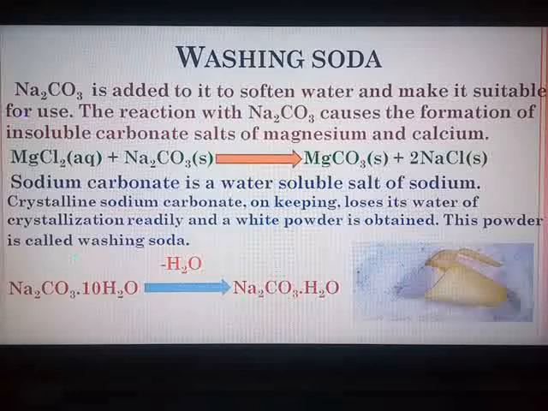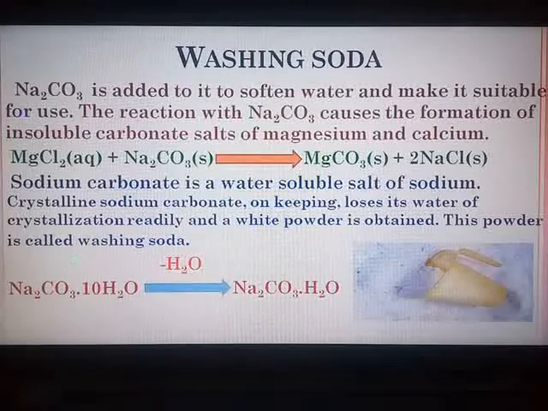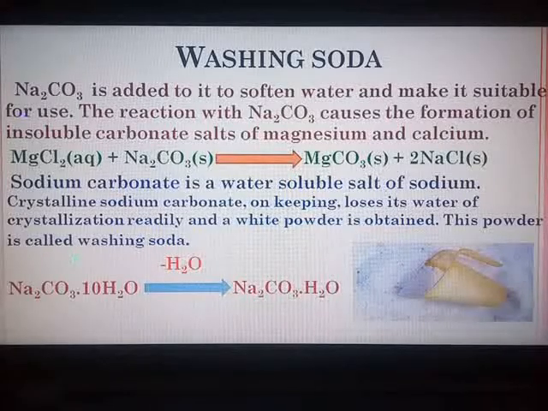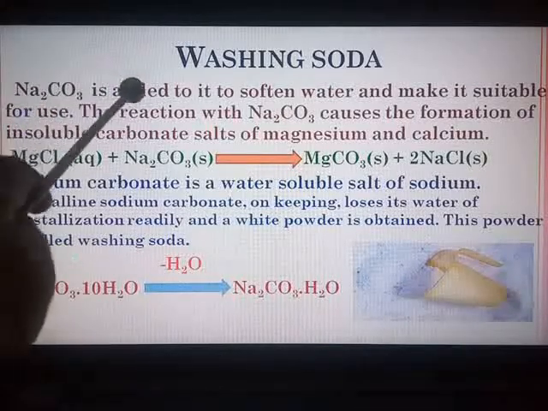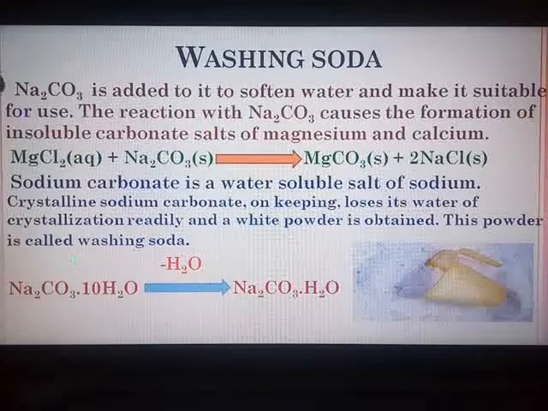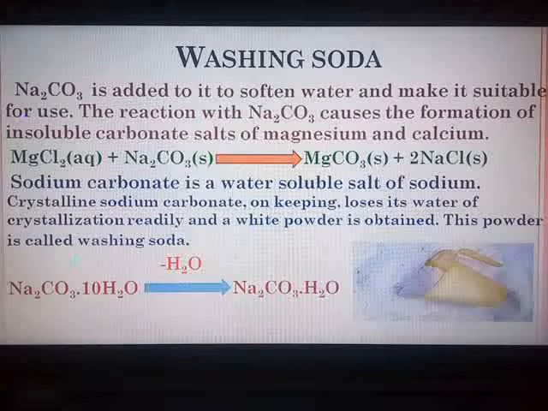And how do you come to know about it? You come to know about it from the lather which is formed. The hardness of this water is due to the presence of chlorides and sulfates of calcium and magnesium in it, and this is where washing soda plays a role. Washing soda, or Na2CO3, is added to soften such water and make it suitable for use.